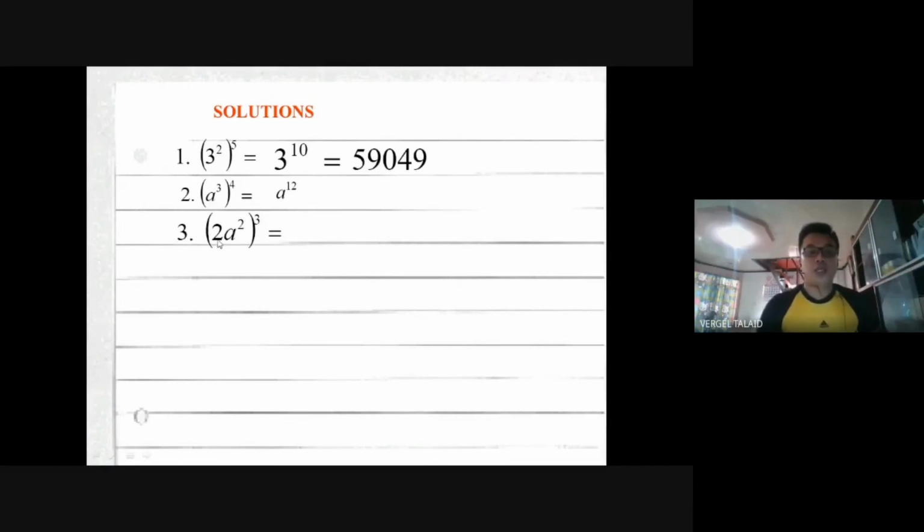How about number 3? Do not multiply 2 by 3. It is understood that we have an exponent of 1. So that is 2 cubed. Then multiply 2 by 3 for the exponent of a. 2 cubed is 8. So the result is 8 to the power of 6.